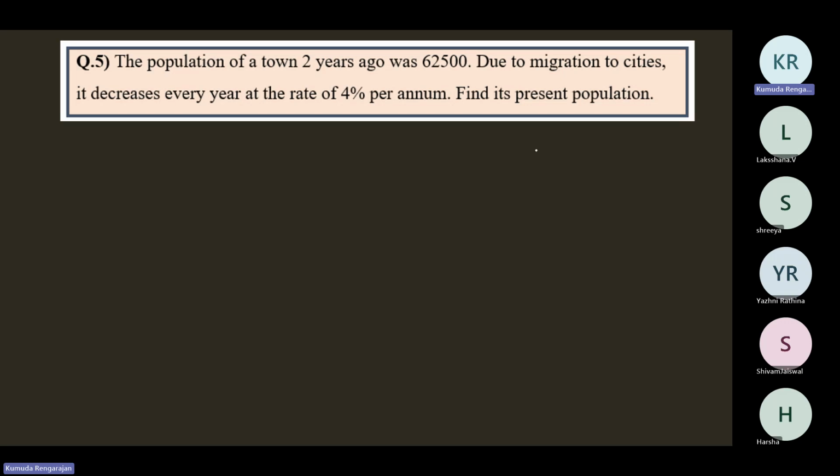And what is to be taken as amount? What is to be taken as principal? R is the rate percent, which is 4%. And N is the number of years. It is 2 years ago. So N is 2.